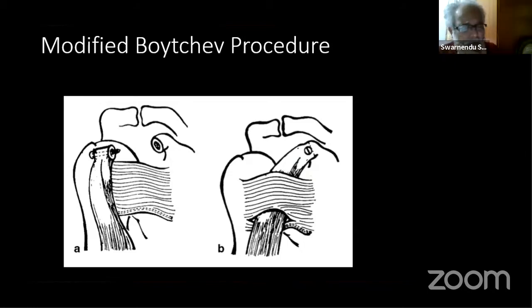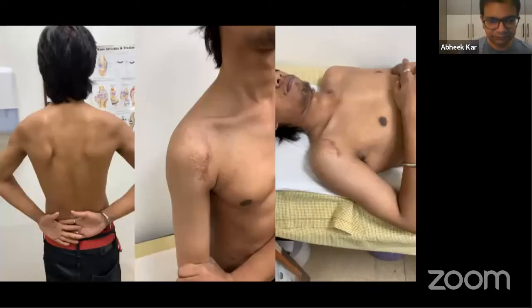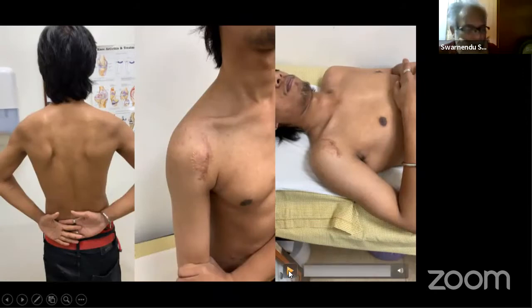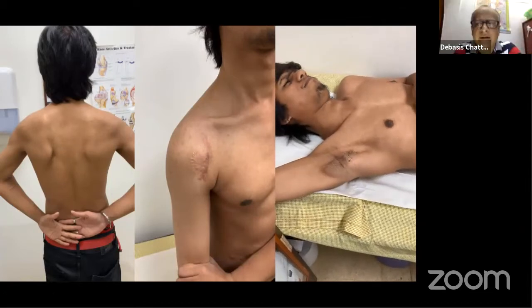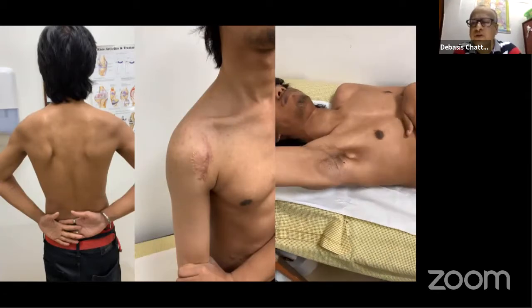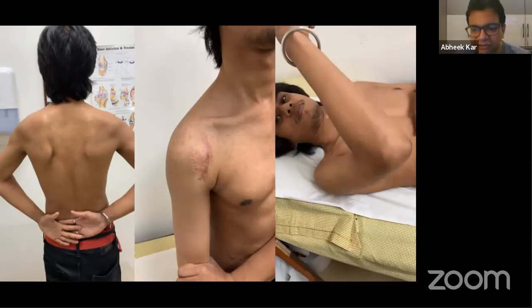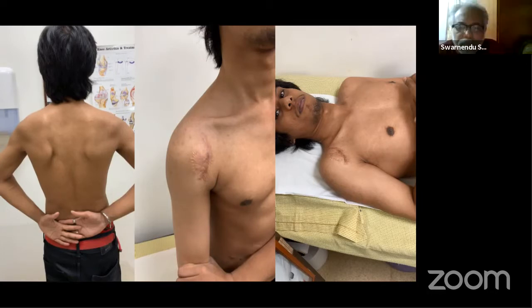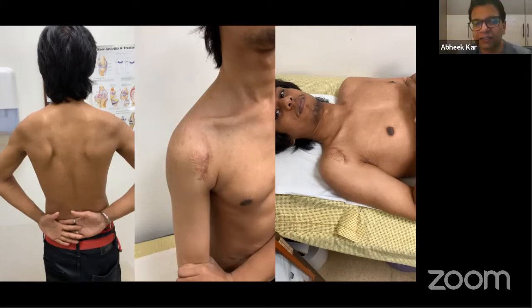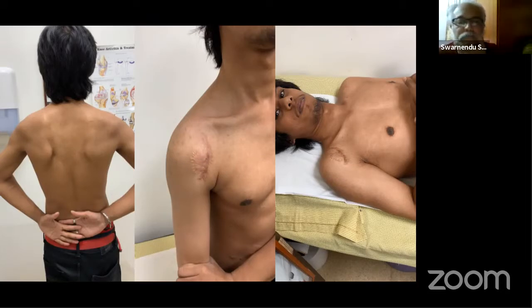You started with trauma, you told? Yes, trauma while playing cricket. But unless it is a big traumatic event in cricket, it is very difficult to get a dislocation. He had a dislocation while playing cricket twice, and then he underwent surgery. Interestingly, he never underwent an MRI before the surgery. The decision was taken and the surgery was done. What are the two scars? One was for the initial Bristow and the other probably for the screw reposition.